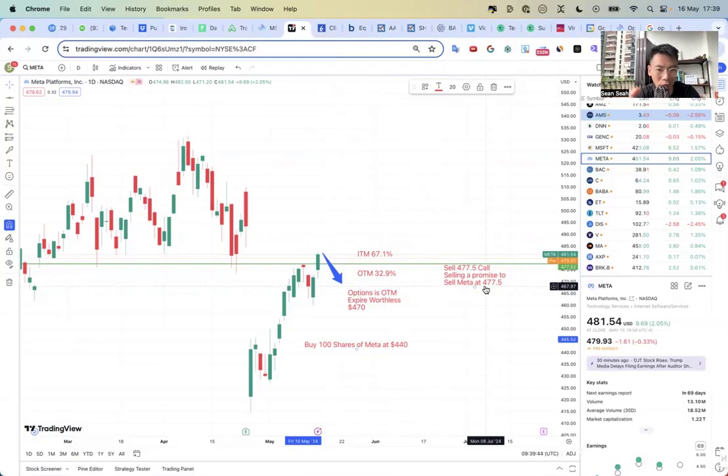And remember, I also mentioned at the end of the expiry, it will be automated. So it's below 477.5, it's out of the money. If it's out of the money, it will not be exercised.